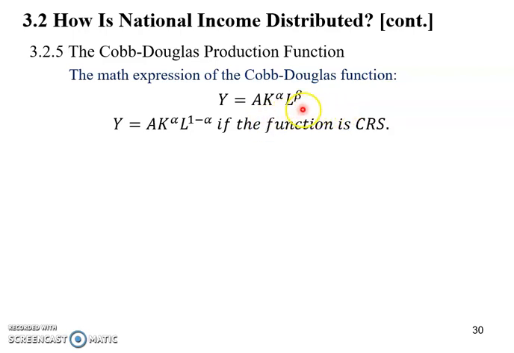Now here, we would like to replace beta with 1 minus alpha. Because the sum is 1, of course beta equals 1 minus alpha. And this way, we would have one less constant to deal with. So here again, the dependent variable is Y, the output or the total income. Independent variables would be capital and labor. And we have 2 parameters or constants. They are A, the measure of technological innovation, and alpha, which we're going to explain later.